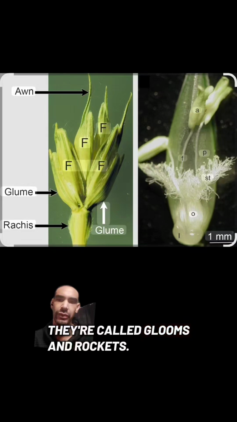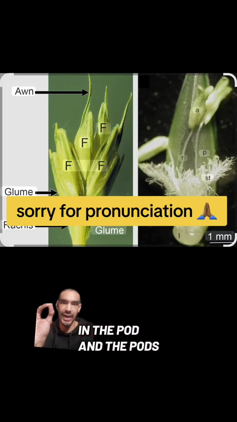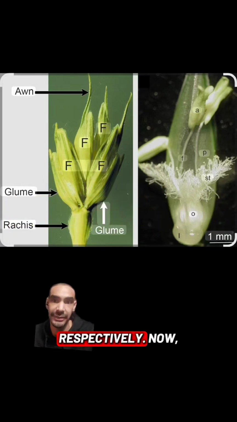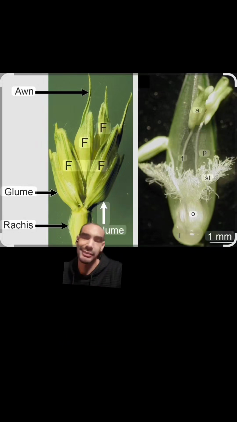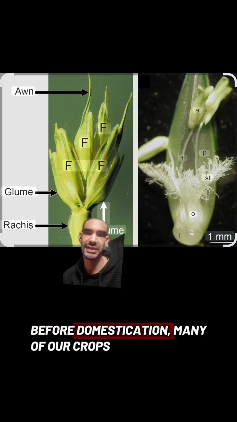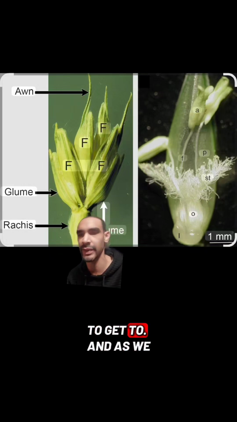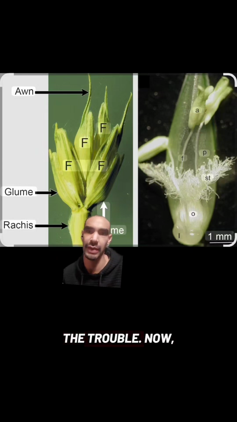They're called glooms and rachis. They're basically what keeps the seeds in the pod and the pods on the plant, respectively. Now, a gloom is basically a husk around the pod. Think of the green part around a cob of corn. Before domestication, many of our crops had glooms that were just too thick to get to, and as we talked about before, the nutrition just wasn't worth the trouble.